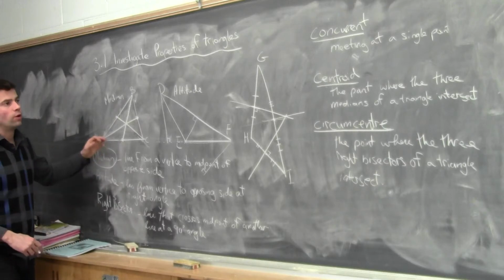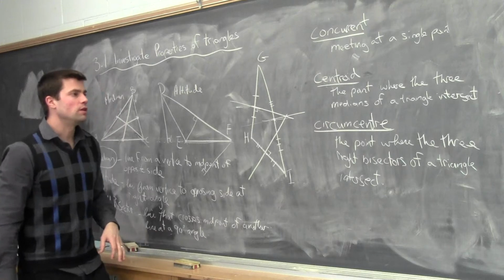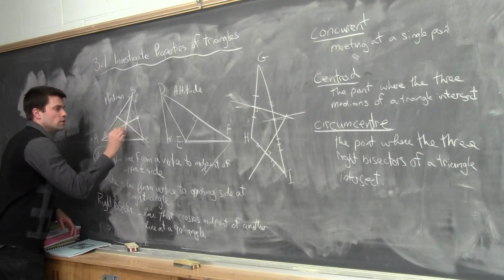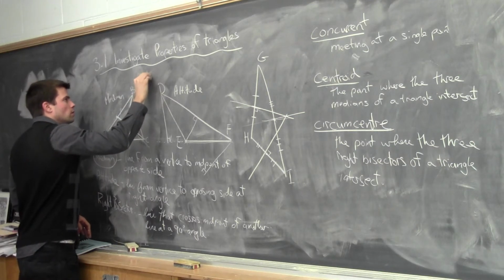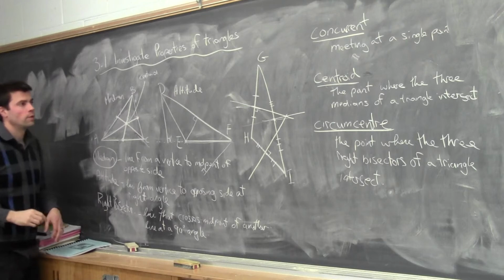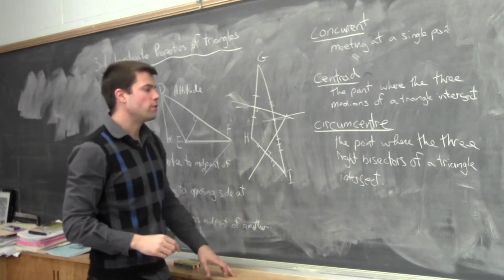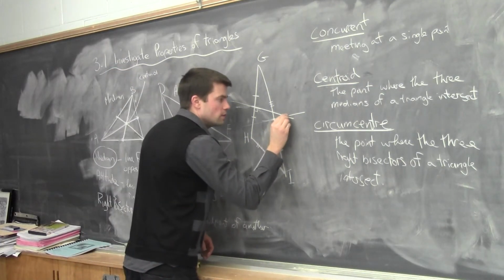Now we want to learn what a centroid is. So a centroid is defined as the point where the three medians of a triangle intersect. So again, the centroid here would be this center point here. This is your centroid. Okay, our circumcenter is the point where the three right bisectors of a triangle intersect. So that's this point here.